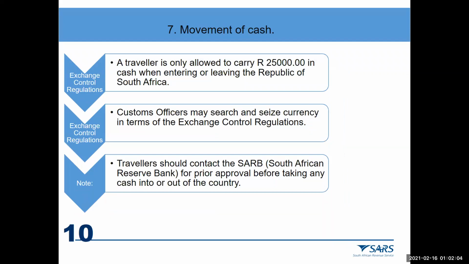So we are aware that most of our tourists and travelers, when they pass through our ports of entry, are more concerned about the money, and they also need to have money when they arrive at the destination that they can use to buy or exchange along the way. So this is the requirement for the movement of money. A traveler is only allowed to carry 25,000 in cash when entering or leaving the Republic. Above that, you need to undergo the exchange process through the Reserve Bank. Customs officers may search and seize currency in terms of the exchange control rules. They can pull aside a traveler and verify the amount, and if they find that the money is above the limits, that money can be seized for the Reserve Bank. Then you have to produce documentation and indicate the source of that money for you to get it back or to meet the certain requirements.